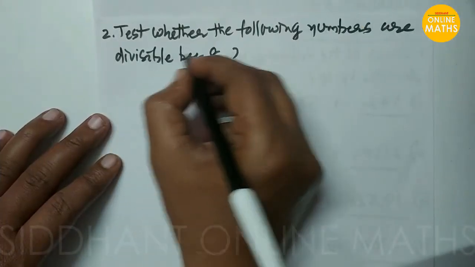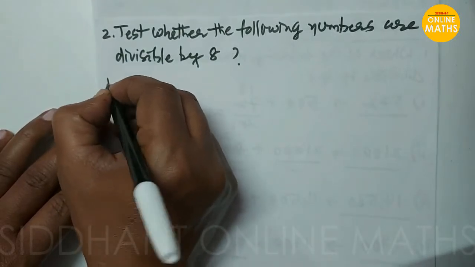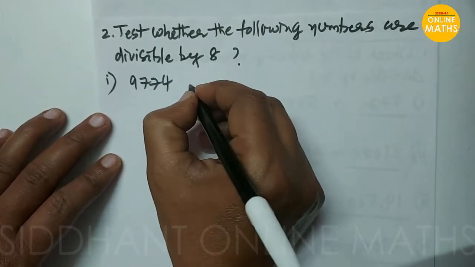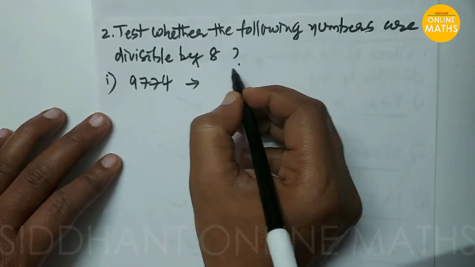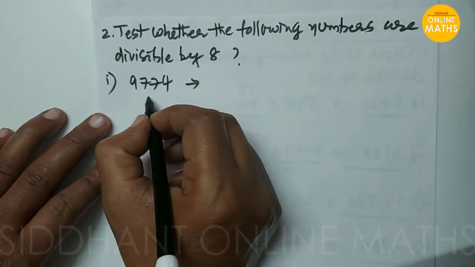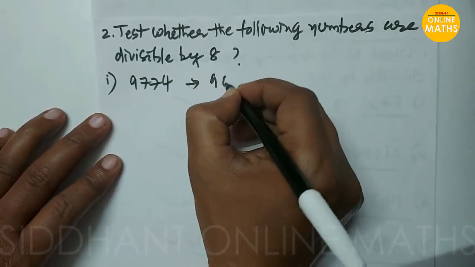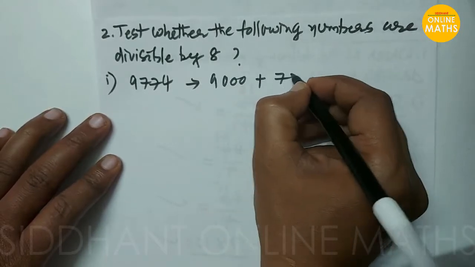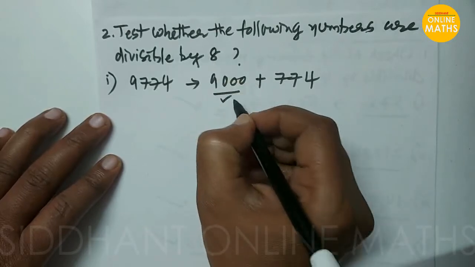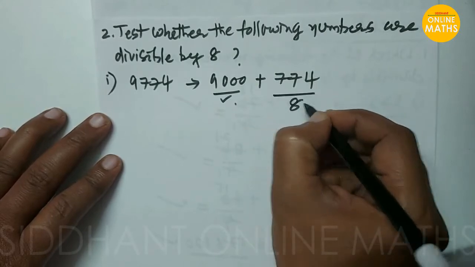Second question, test whether the following numbers are divisible by 8. In this first question, 9774. We know that when we want to check whether a number is divisible by 8 or not, we are going to look at the last 3 digits. So this 9774 can be written as 9000 plus 774, and we know that 9000 is divisible by 8. We just have to check whether 774 is divisible by 8 or not.